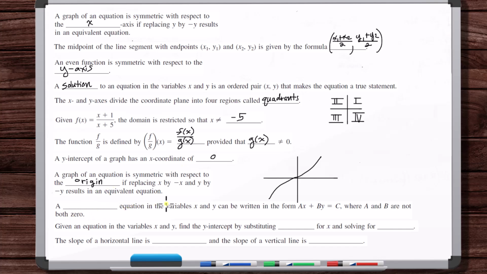A blank equation in the variables x and y can be written in the form ax plus by is equal to c, where a and b are not both 0. This is a linear equation.